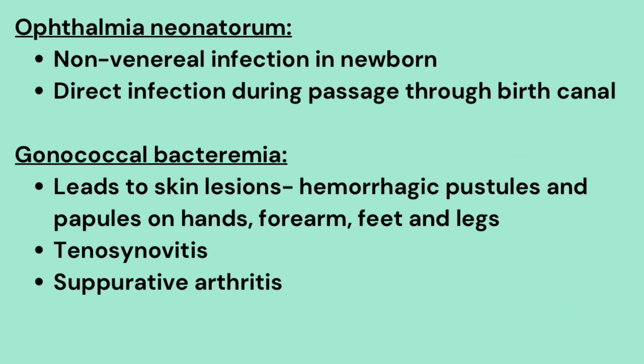Ophthalmia neonatorum. It is a non-venereal infection in newborn. It results from direct infection during passage through the birth canal. Gonococcal bacteremia leads to skin lesions, especially hemorrhagic pustules and papules on the hands, forearm, feet and legs. It also causes tenosynovitis, which is the inflammation of synovium, that is the lining of the protective sheath surrounding the tendon. This disease can cause pain, swelling, and also difficulty in moving the affected joint. Then it causes suppurative arthritis, which is infection of the joint.